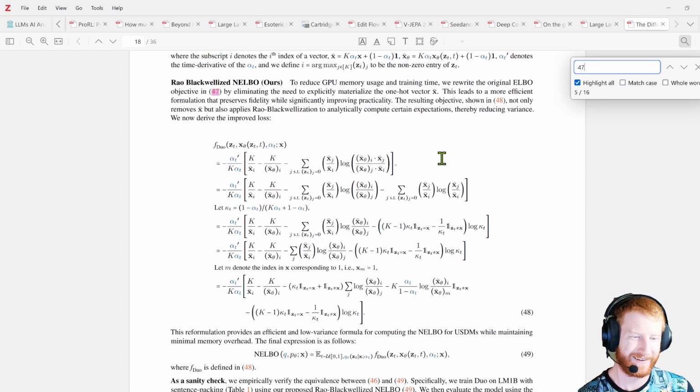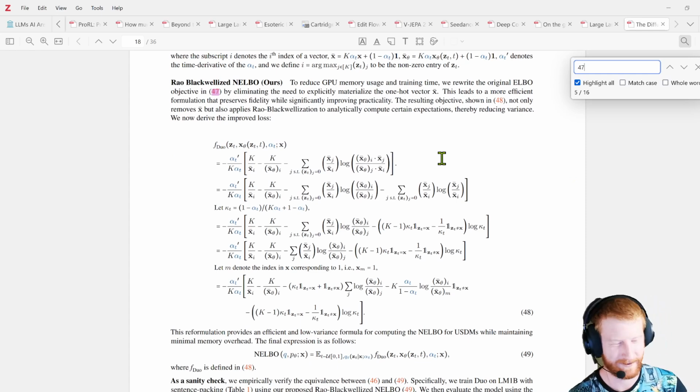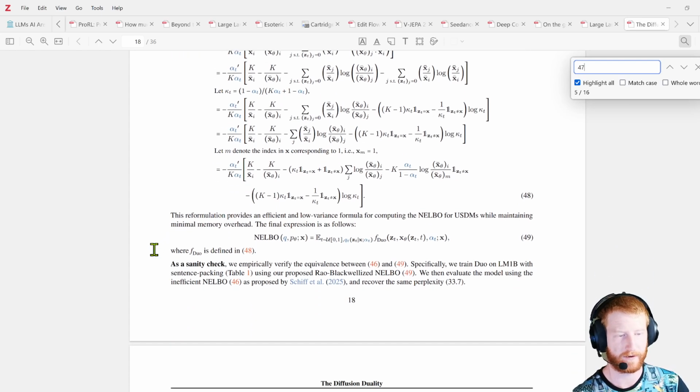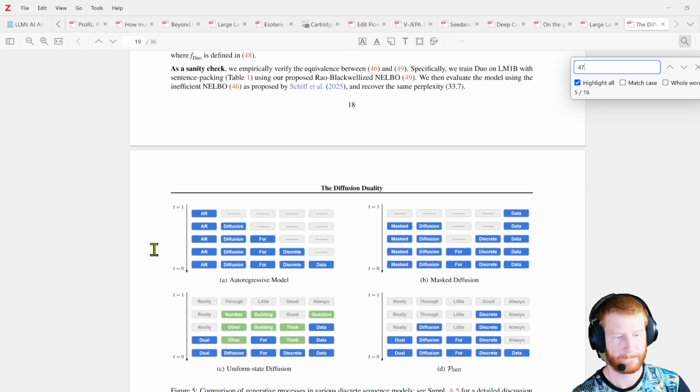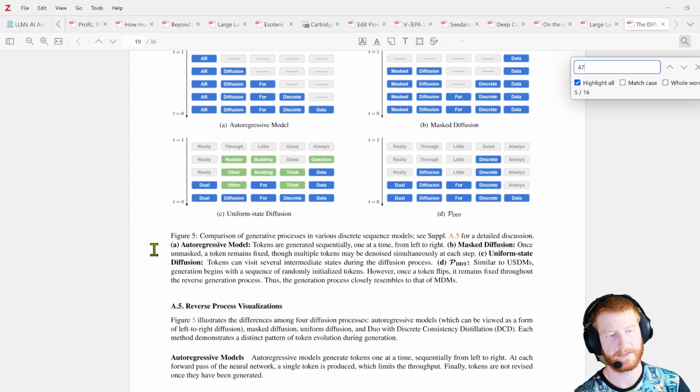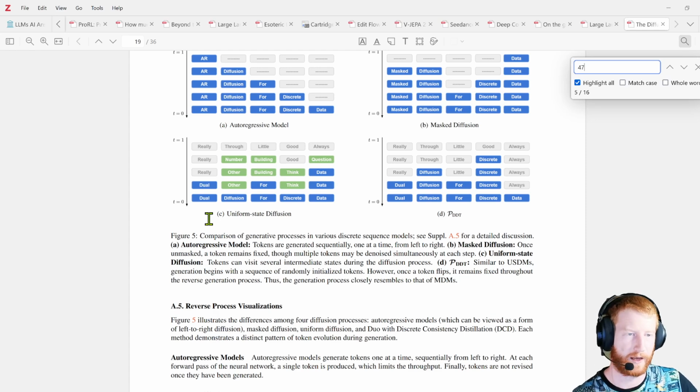I don't think I'm a little chicken to try and explain this, so maybe we won't. But they end up with their F duo, their loss function, which you can think of as basically the sort of loss that you'd imagine intuitively, but with different weighting. And so here is a nice picture of their generative process.